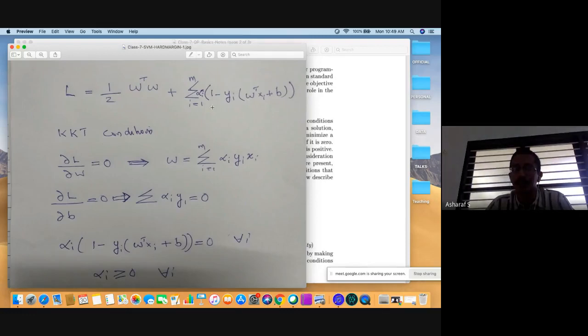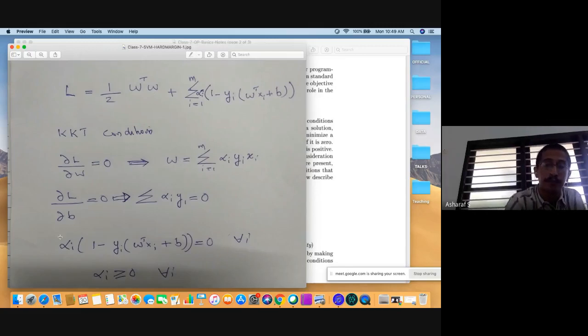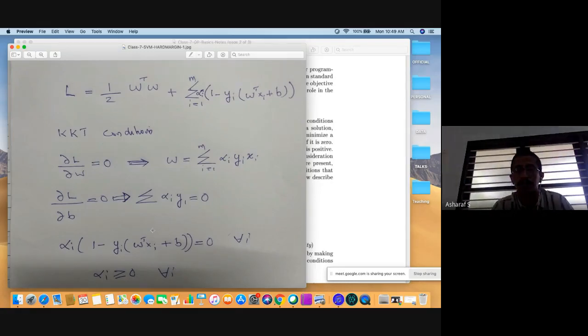What is the meaning of it? It essentially says that there are contexts where alphas can become 0, or there can be contexts where this term can become 0. Whatever be the case, the contribution would add up to 0. Product is 0 for all i, which means either this will become 0 or this will become 0. And the last condition would be the duality condition, which says the Lagrangian multipliers have to be greater than or equal to 0 for all i.